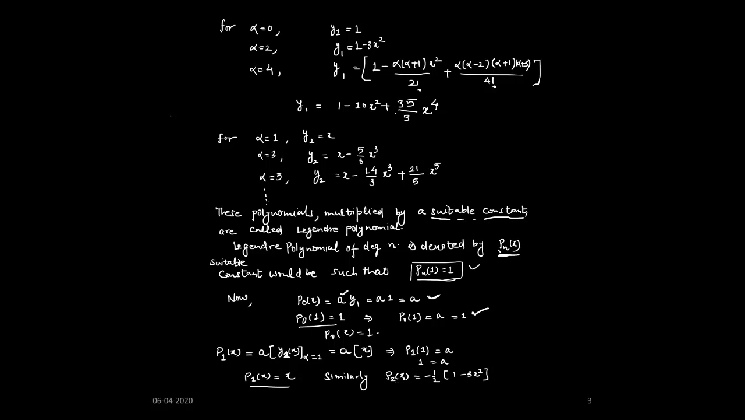Similarly we'll get P2(x) as minus 1 by 2, (1 minus 3x square). You can easily verify this, right? And P3(x) we will get 1 by 2, (5x cube minus 3x). Similarly, you can find other polynomials also.